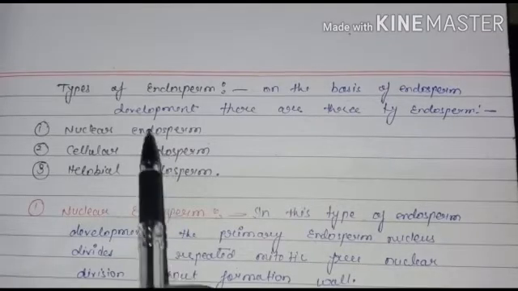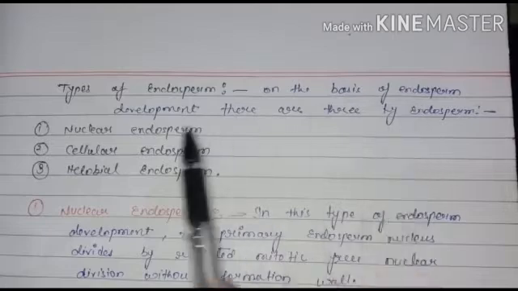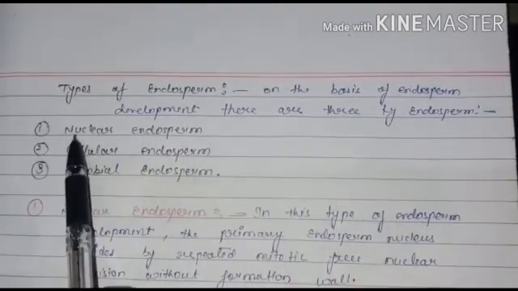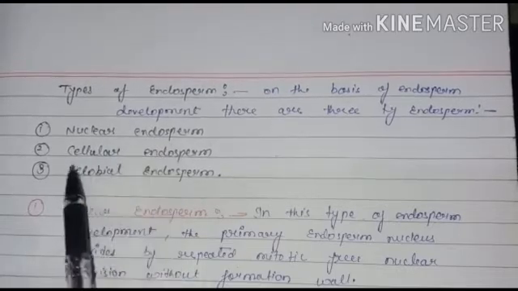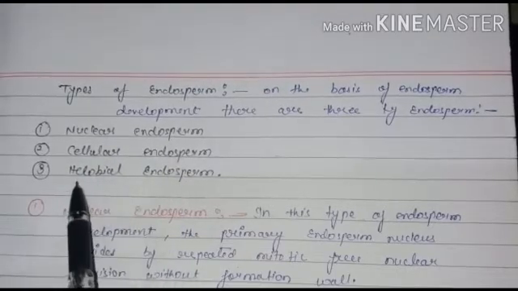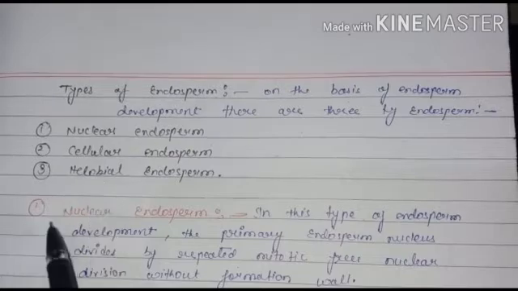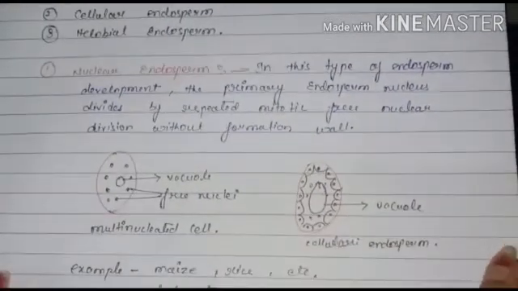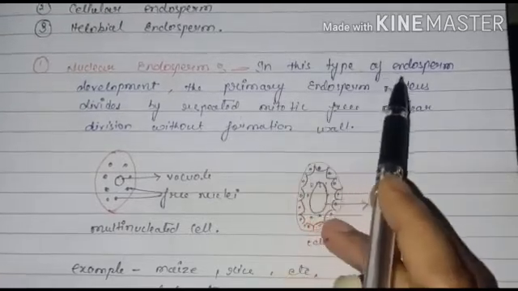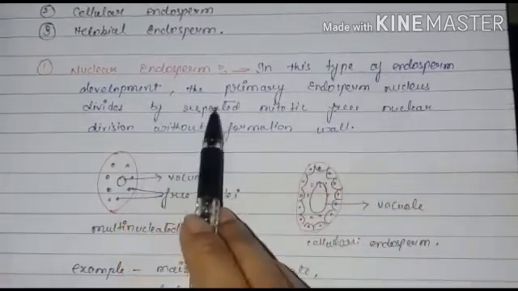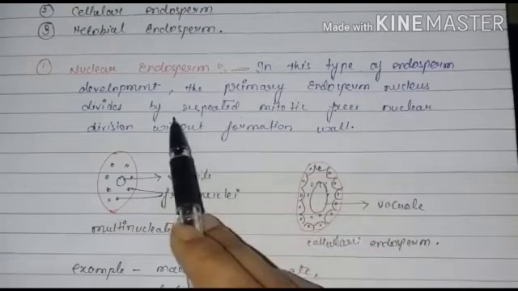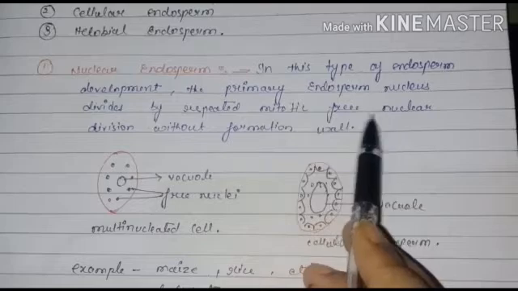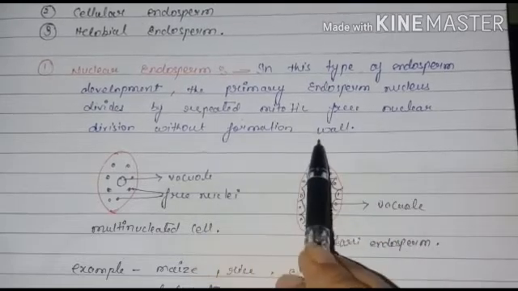Now, types of endosperm. On the basis of endosperm development, there are three types of endosperm. First one is nuclear endosperm, second one is cellular endosperm, third one is helobial endosperm. First we will discuss nuclear endosperm. In this type of endosperm development, the primary endosperm nucleus divides repeatedly by mitotic free nuclear division without formation of wall.